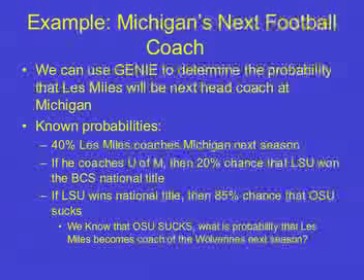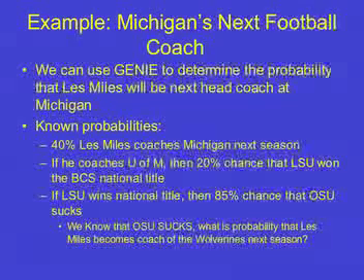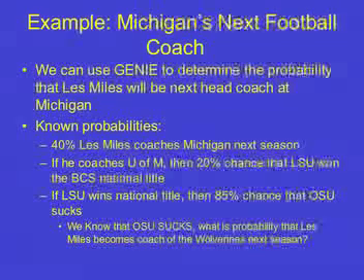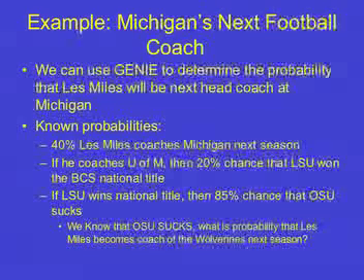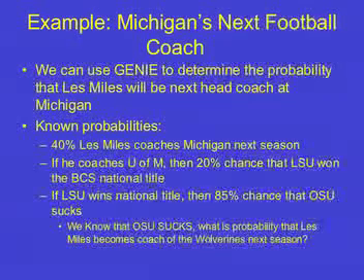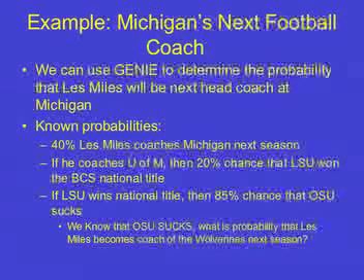The specific example that we'll be looking at today is using Genie to determine the probability that Les Miles will be the next head coach at Michigan. The known probabilities that we have are, first, that there's a 40% chance that Les Miles coaches Michigan next season.